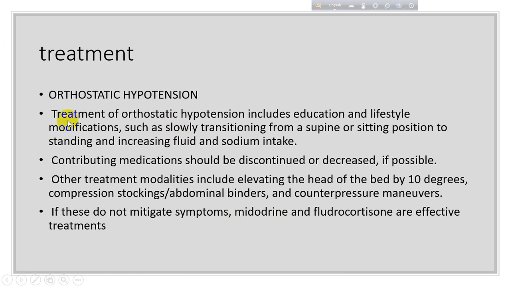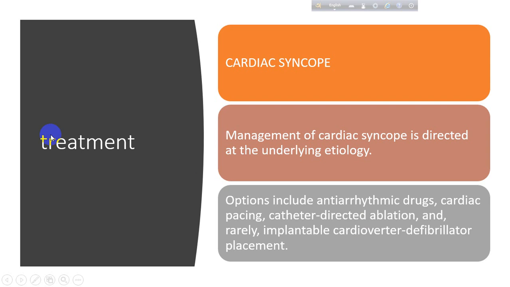For orthostatic hypotension, treatment includes education and lifestyle modification, slowly transitioning from supine to sitting position and standing, and increasing fluid and sodium intake. Contributing medication should be discontinued or decreased if possible. Other treatment modalities include elevating the head of the bed by 10 degrees, compression stockings or abdominal bandage, and counter pressure measures. If these do not mitigate symptoms, midodrine and fludrocortisone are effective treatment.